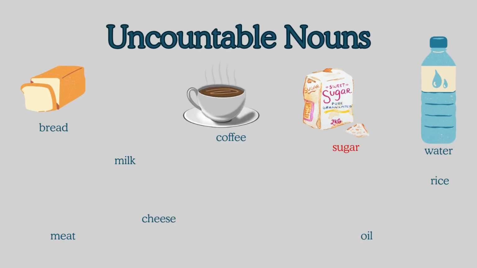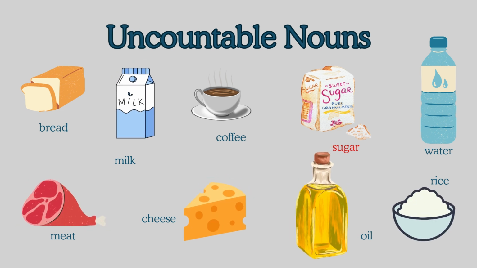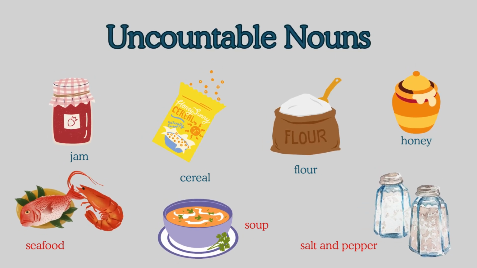Let's learn some uncountable nouns. Listen and repeat. Bread, milk, coffee, sugar, water, meat, cheese, oil, rice, jam, cereal, flour, honey, seafood, soup, salt and pepper.